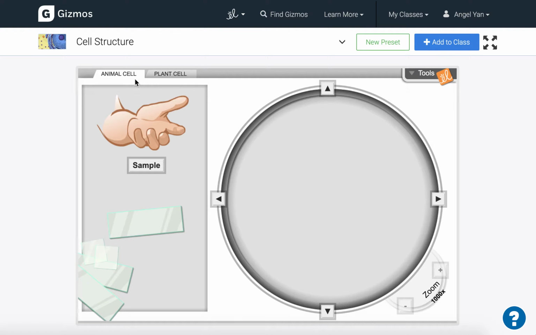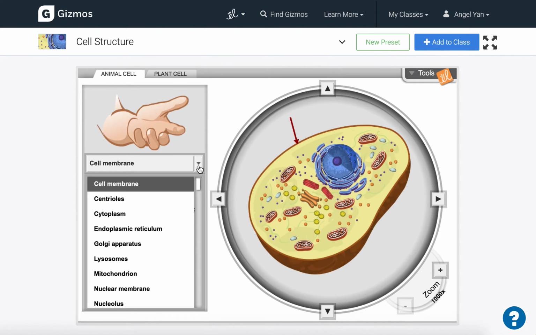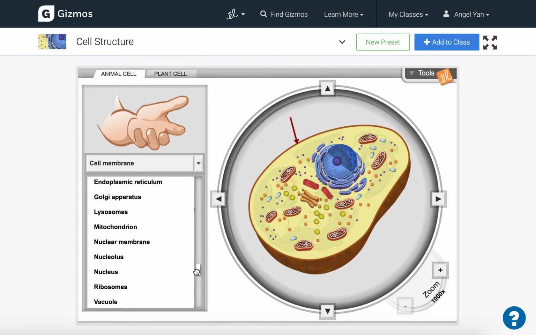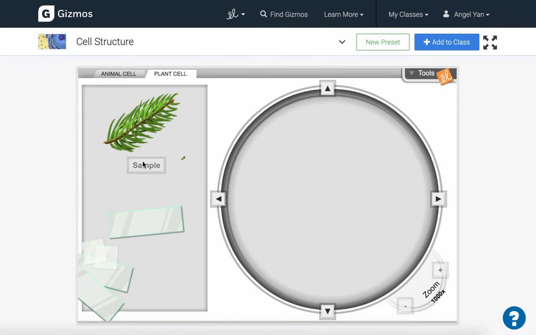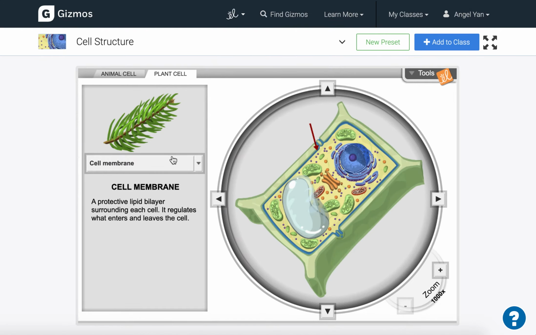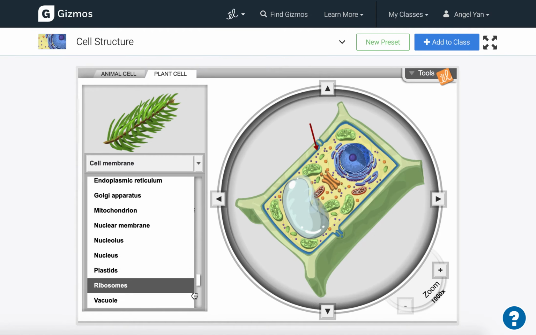The first cell we explore is the animal cell. In order to take a sample of the animal cell, make sure to click sample. And you will get to explore the different parts of the cell right here. Same thing with the plant cell. Click on sample and you can explore the different parts of the cell right here as well.